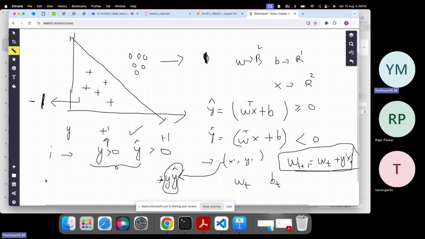Essentially, we are minimizing a loss, which is nothing but minus y times y hat. And B, we can always assume is absorbed into W, and X is augmented with 1. So X you can always write as X and 1, and W you can write as the original W and B. Dot product, and we're done with it. That's it.